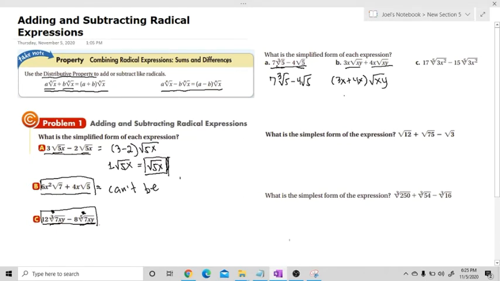3x plus 4x is equal to 7x times square root of xy, it will be 7x square root of xy. So, ito na yung simplified form niya. The next, let's proceed to letter C.